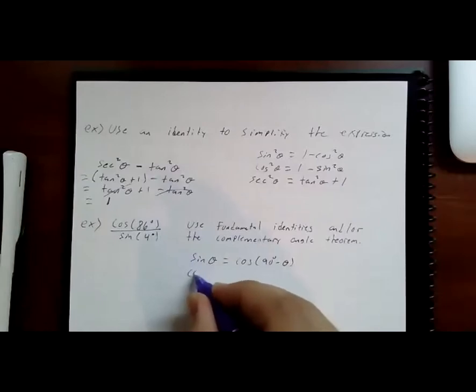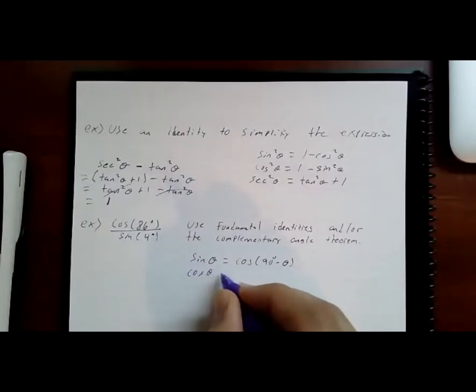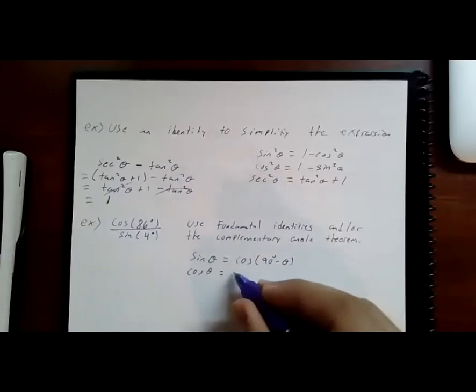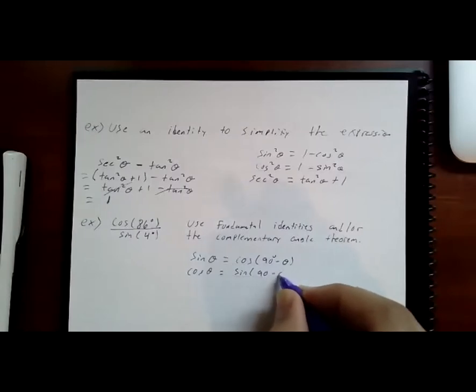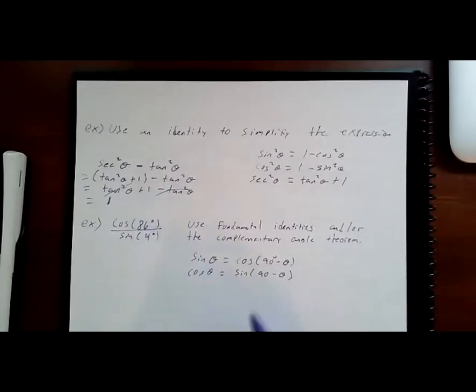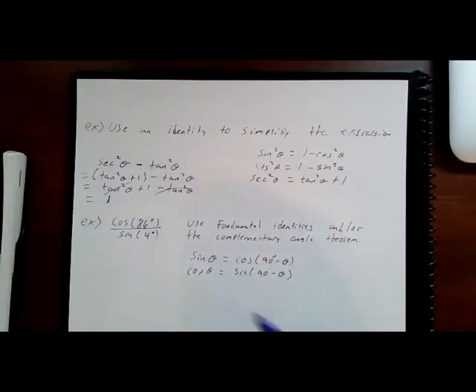So you can use this formula to substitute like we did up here. Let me write the cosine guy here. Cosine theta would be the same, should be sine of 90 minus theta. So we can choose whichever to replace. You can replace the bottom or the top, it doesn't matter. I'm going to replace the bottom, I guess.